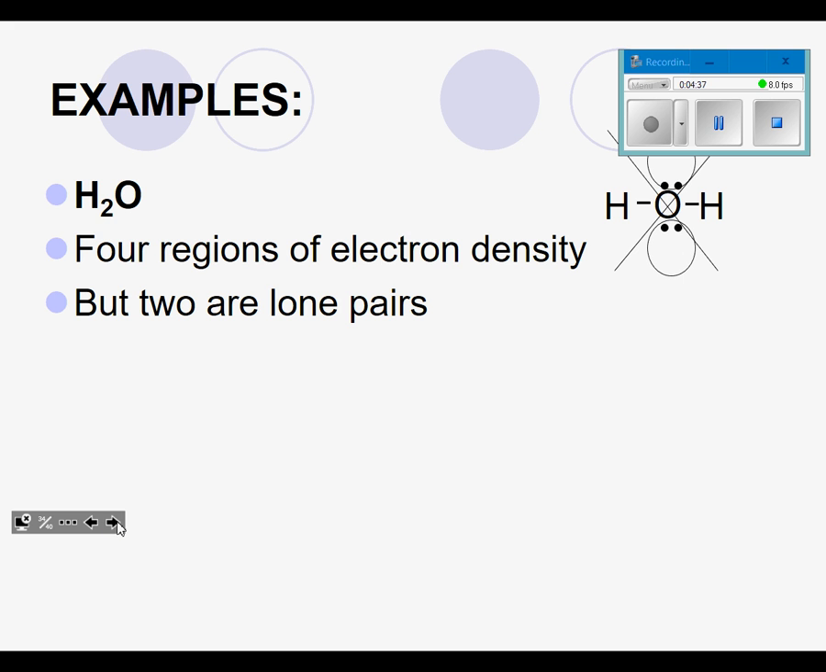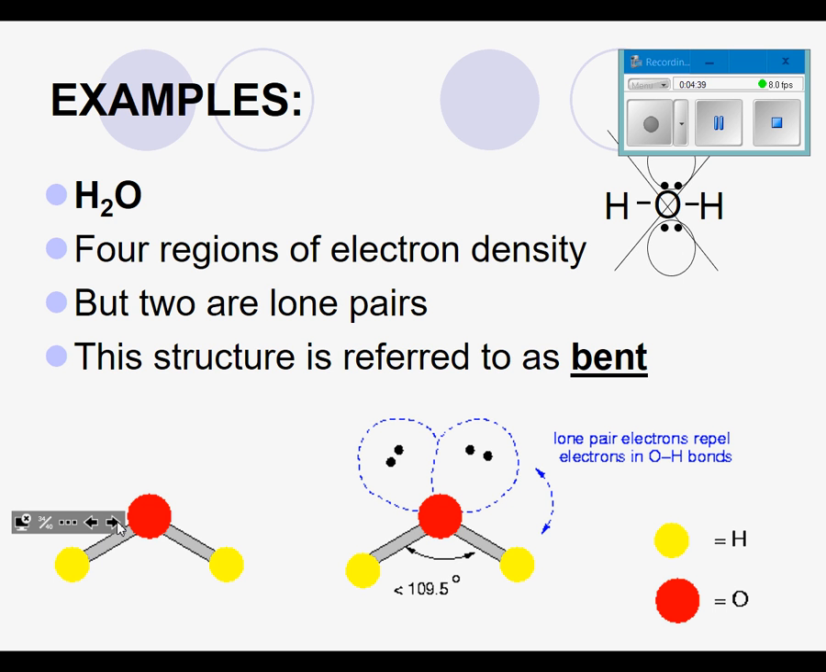So when we look at this, the structure is going to be referred to as bent, because those lone pairs are going to want to get as far away as possible from the bonds. So it will create this 109.5 degree angle between these atoms right here.